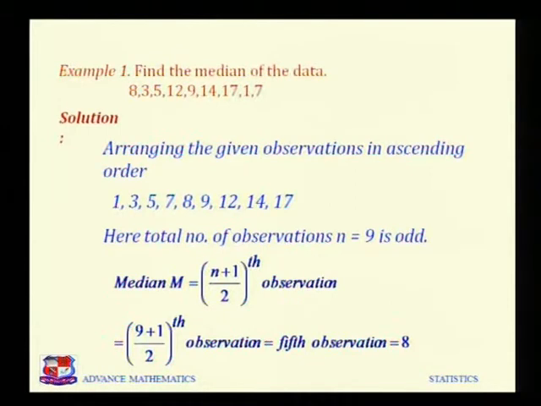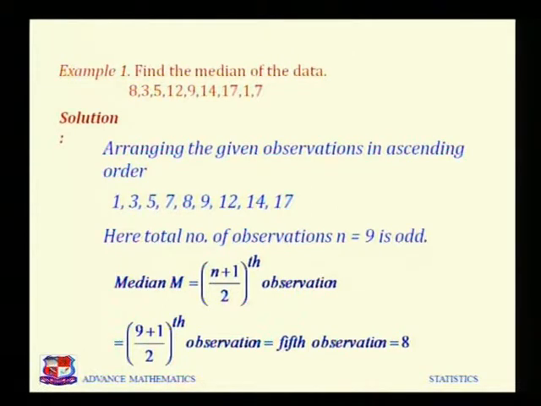Here, the example is: find the median of the data. The data is 8, 3, 5, 12, 9, 14, 17, 1 and 7. Okay, so the given data is 8, 3, 5, 12, 9, 14, 17, 1 and 7, and we have to find the median of the given data. Here it is ungrouped data.